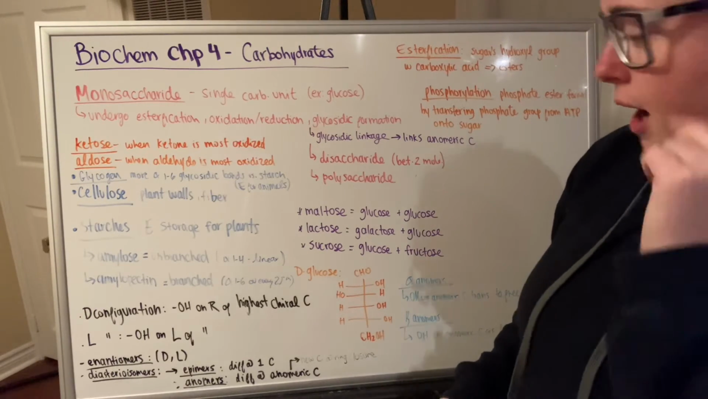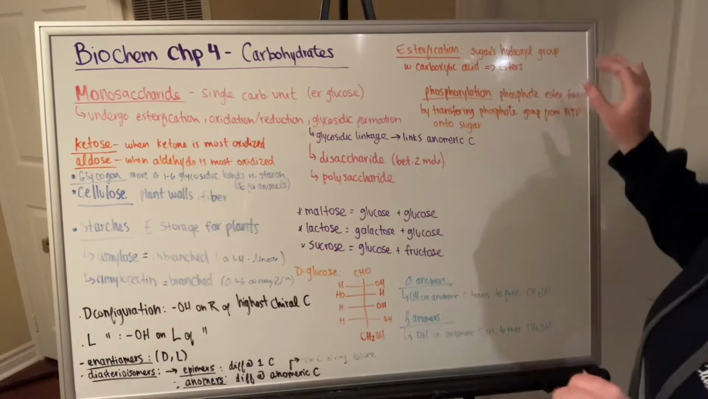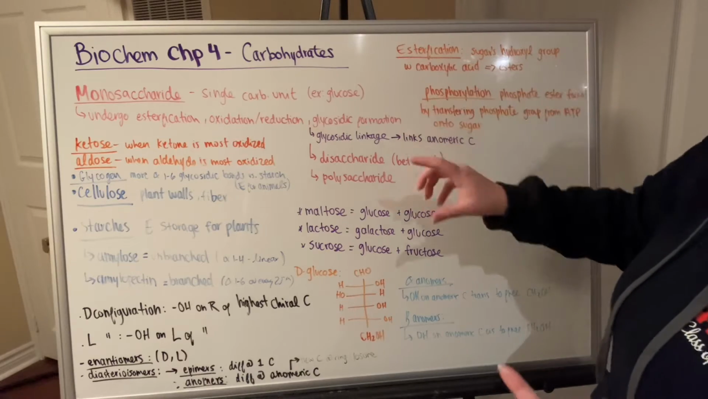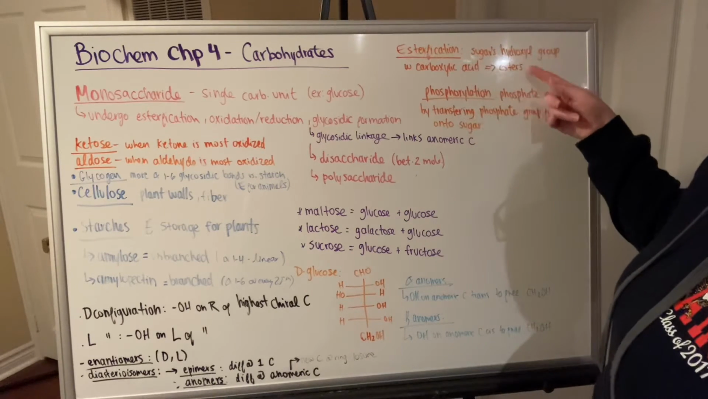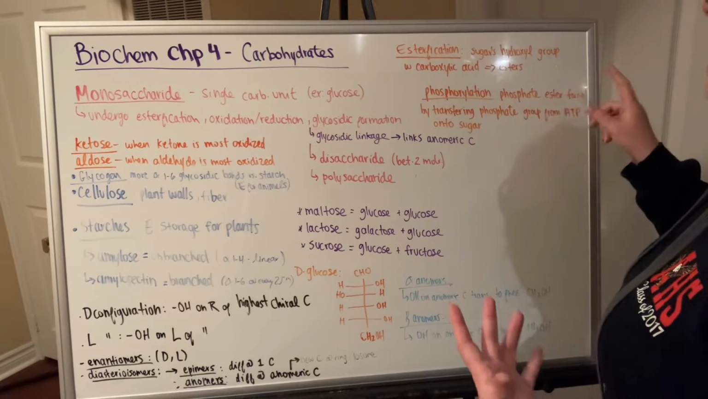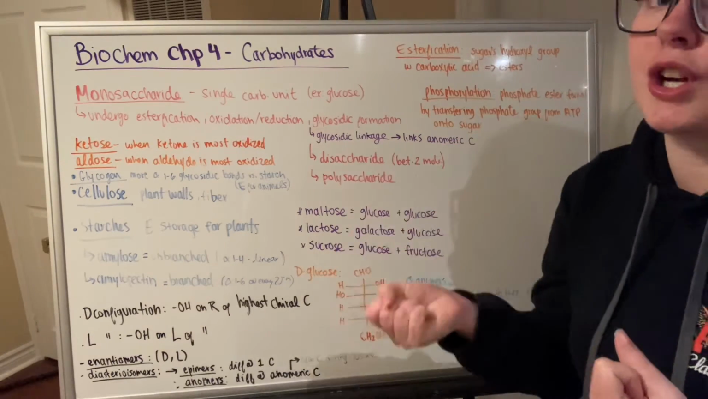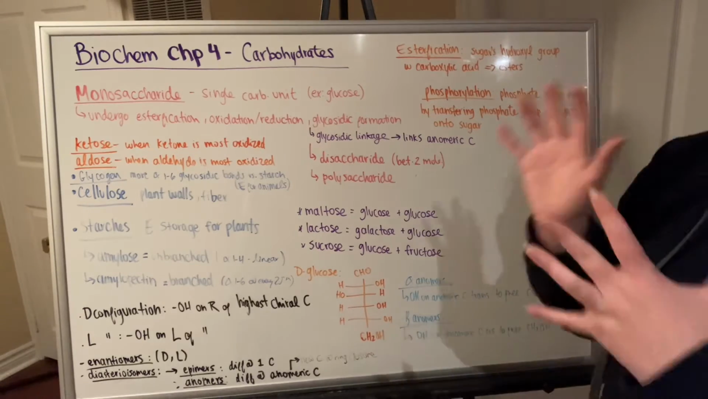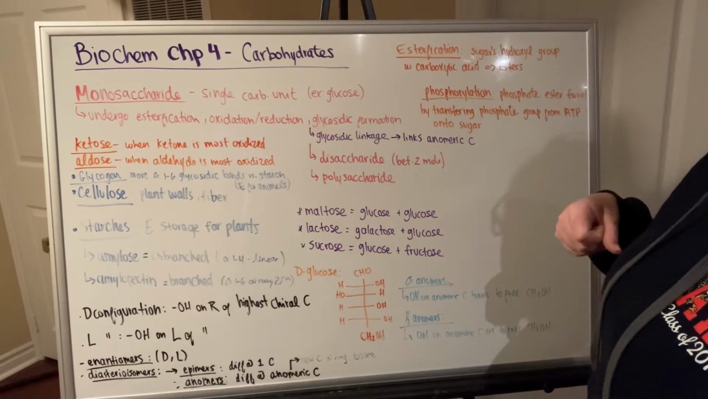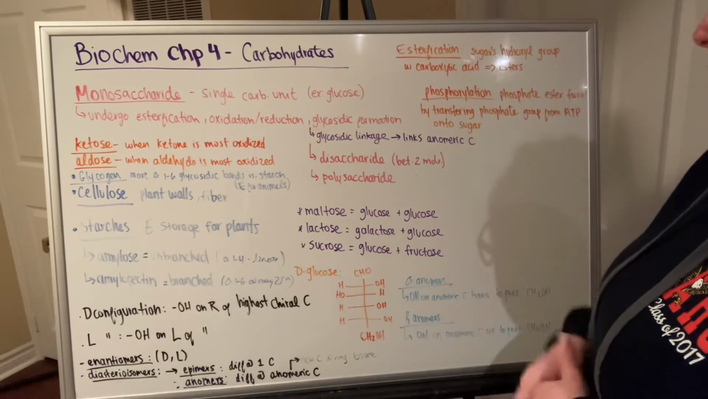So next, we're going to talk about esterification, which is a sugar's hydroxyl group reacting with a carboxylic acid to create an ester, okay? And then we have phosphorylation, which is a phosphate ester that is formed by transferring a phosphate group from ATP onto a sugar. So these are just two important terms, just to get the gist of what's happening. We do look at these reactions more specifically in other videos, but for the purpose of this chapter, just knowing what these two things are is important.